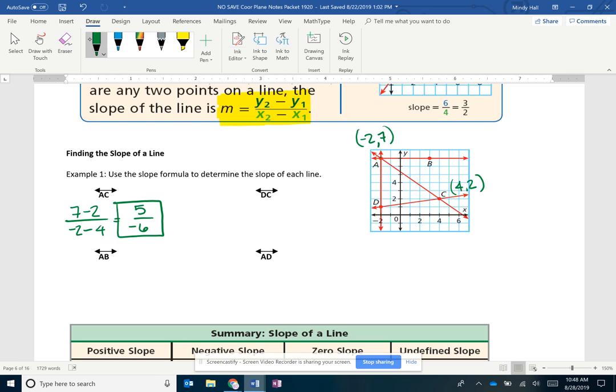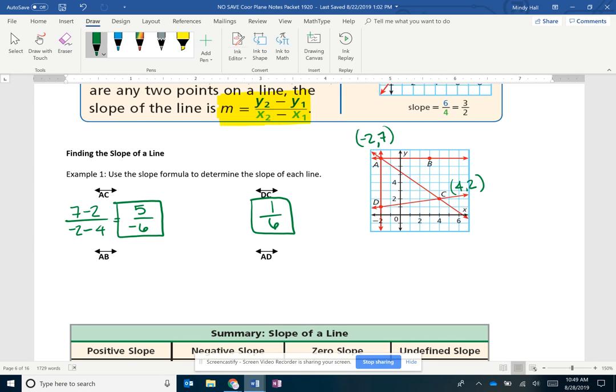And if you notice, with this one, if I rise 5, 1, 2, 3, 4, 5, and run 6 to the left, 1, 2, 3, 4, 5, 6, that will put you right at A. So if I wanted DC, actually, I'm going to count DC. DC has a rise of 1 and a run of 1, 2, 3, 4, 5, 6. So my slope for DC would be 1 over 6, or you can do the actual slope formula if you want.